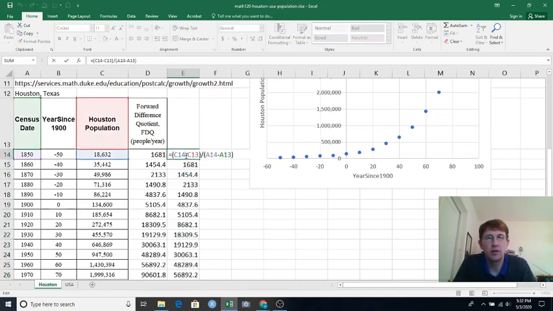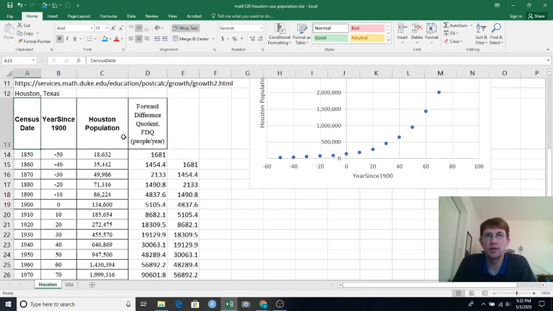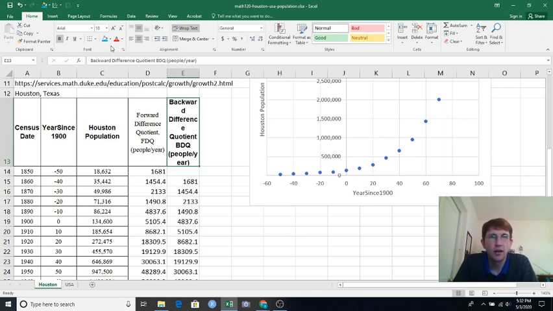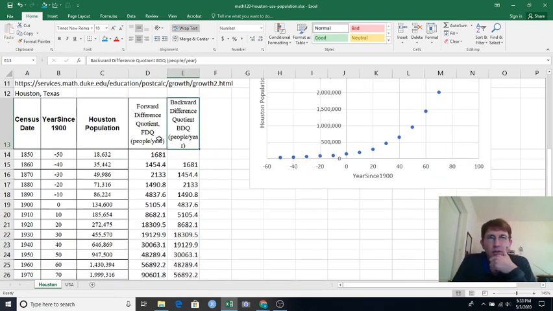But up here, it gives me trouble because it's trying to use words in the calculation. So that cell just doesn't mean anything. I'll just delete it. I don't want to put a zero because we don't know that it was zero. We just don't know what it was because we don't have data from 1840. So this is the backward difference quotient. And that's also people per year. All right. So we've got the forward difference quotient and the backward difference quotient.